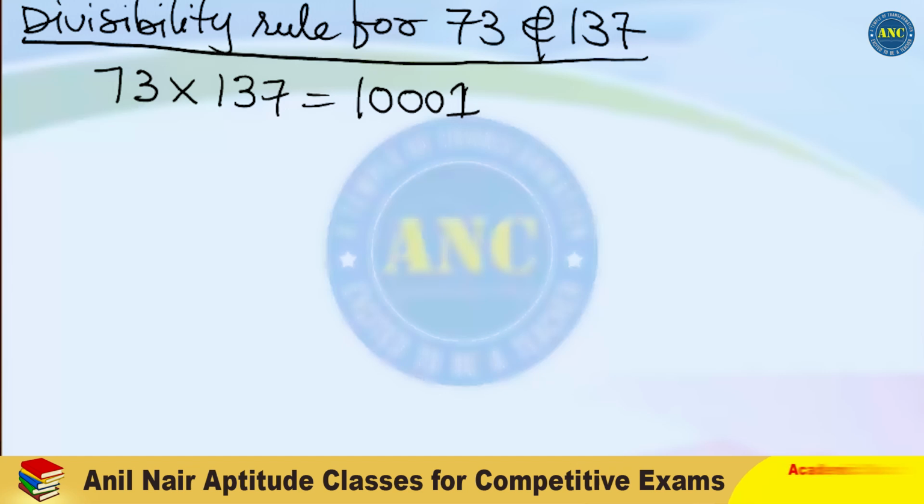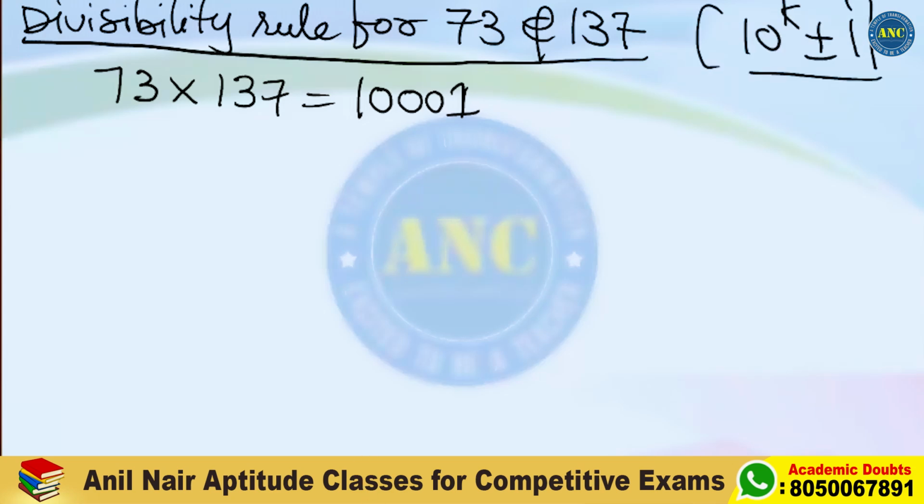What Anil Nair is thinking in the mind, I am trying to find out: the numbers which are of the form 10 power k plus or minus 1, finding out the factors and developing the divisibility rule for those factors. That is what is happening in my mind. 73 into 137 is 1 followed by triple zeros ending with 1.